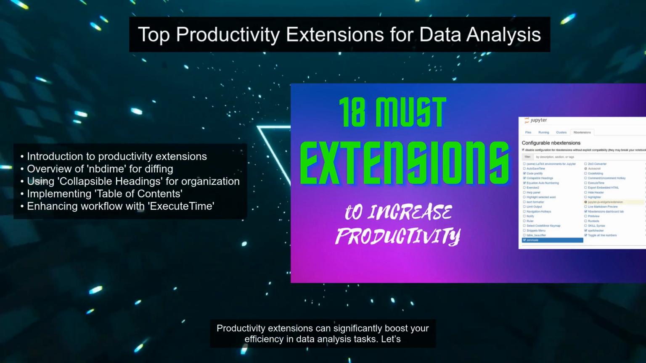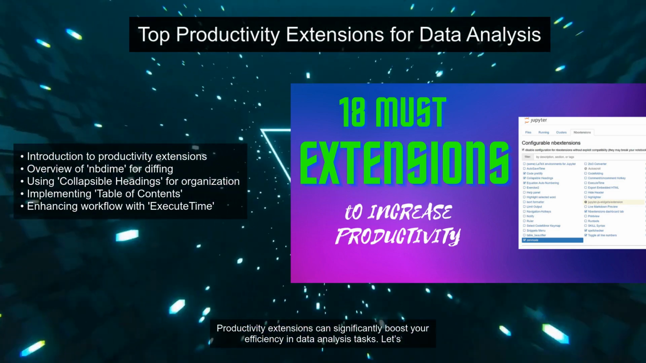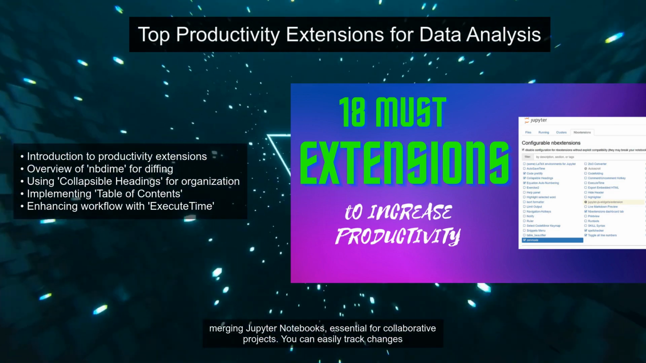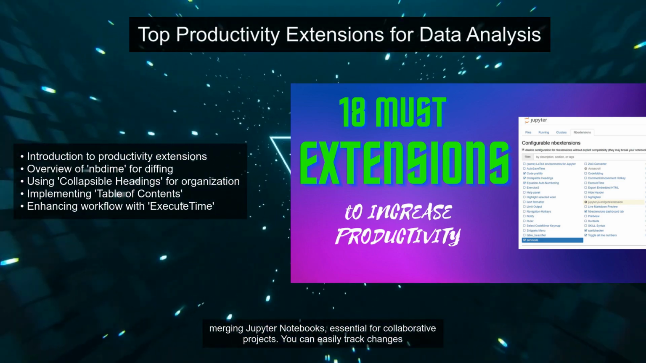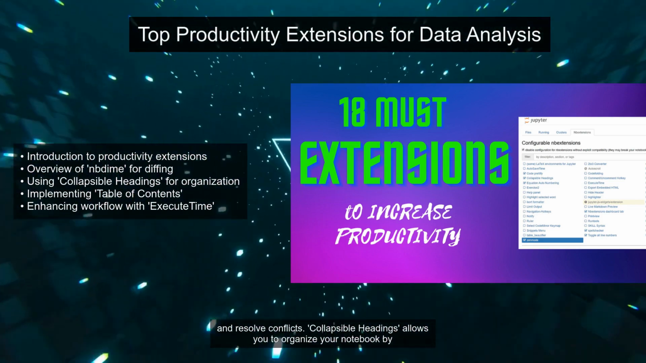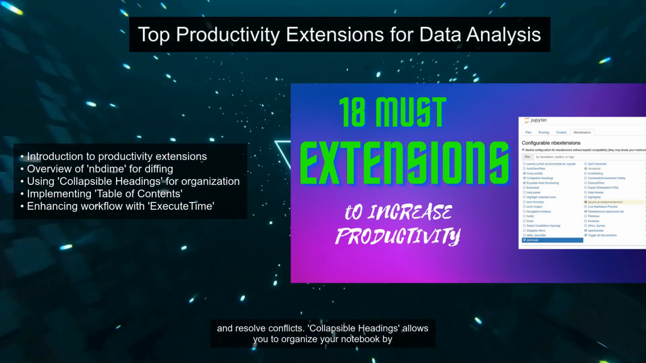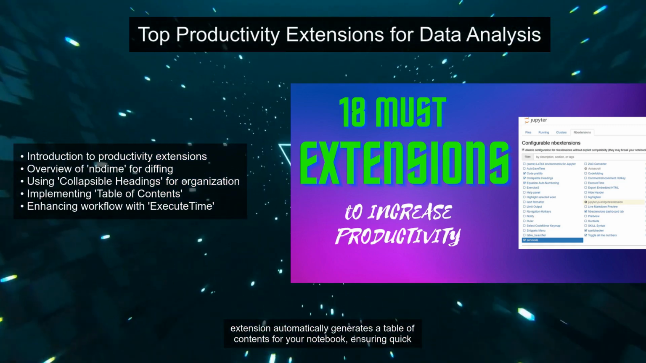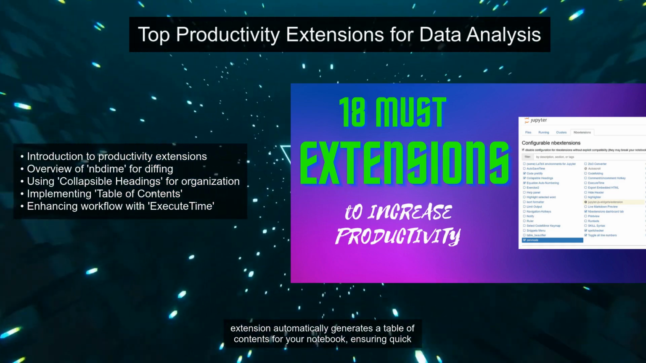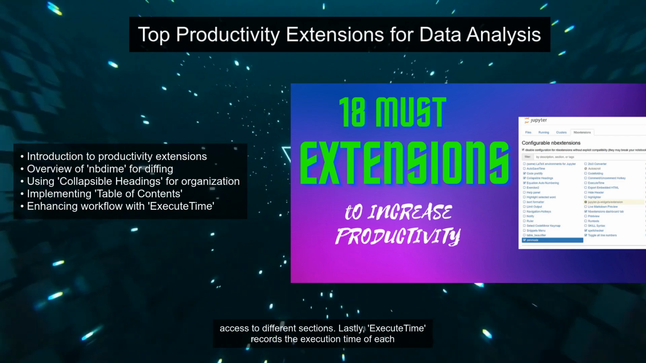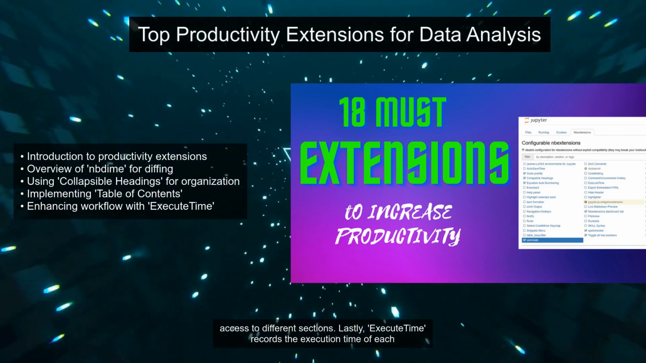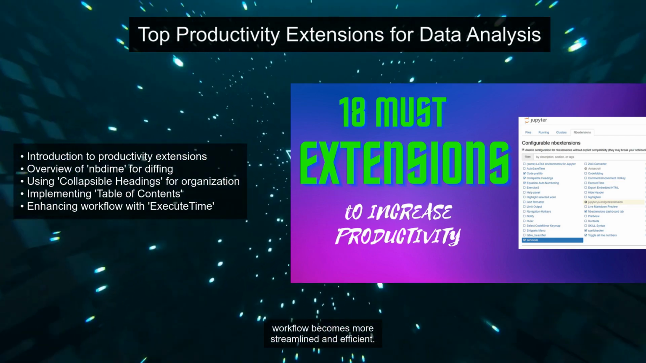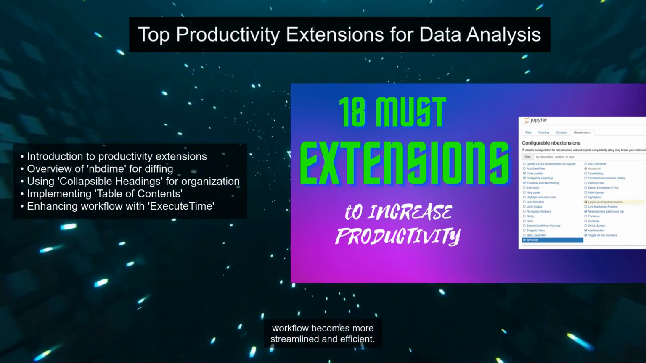Productivity extensions can significantly boost your efficiency in data analysis tasks. Let's explore some top choices. nbdime is an excellent tool for diffing and merging Jupyter notebooks, essential for collaborative projects. You can easily track changes and resolve conflicts. Collapsible Headings allows you to organize your notebook by collapsing code cells under headings, making navigation easier. The Table of Contents extension automatically generates a table of contents for your notebook, ensuring quick access to different sections. Lastly, Execute Time records the execution time of each cell, providing insights into performance bottlenecks. By integrating these extensions, your analysis workflow becomes more streamlined and efficient.